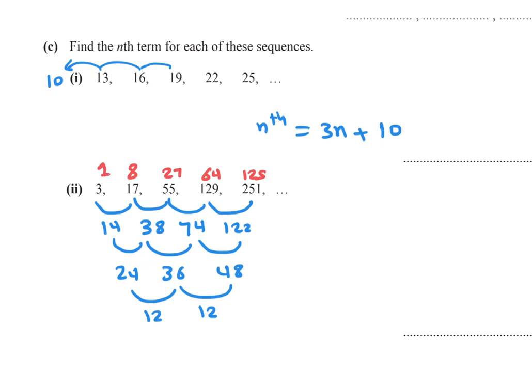We multiply each cube number by 2, because 1 times 2 equals 2, then add 1, so 3. 8 times 2, 16, plus 1, 17. 27 times 2, 54, plus 1, 55. 64 times 2, 128, plus 1, 129. So for the cube numbers, the nth term is n to the power 3. For this one, we multiplied by 2, so 2n to the power 3, then add 1. So the nth term for this sequence is 2n to the power 3 plus 1.